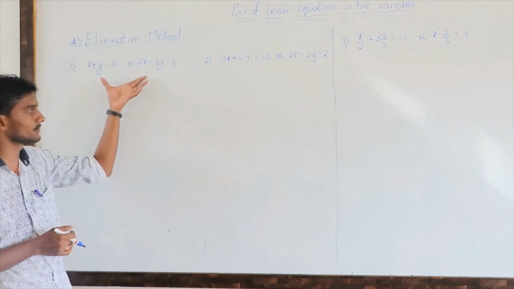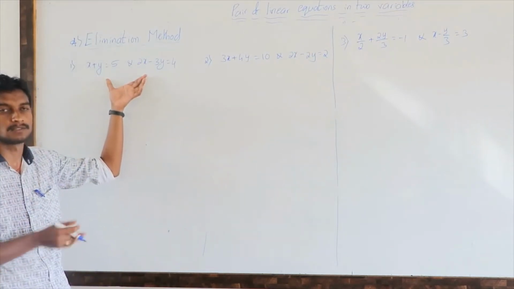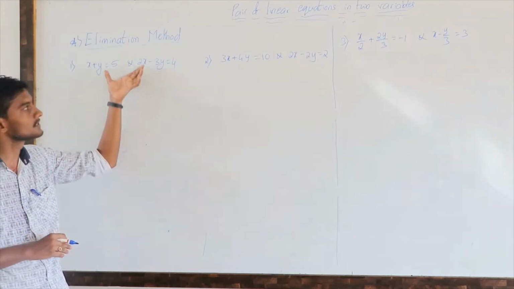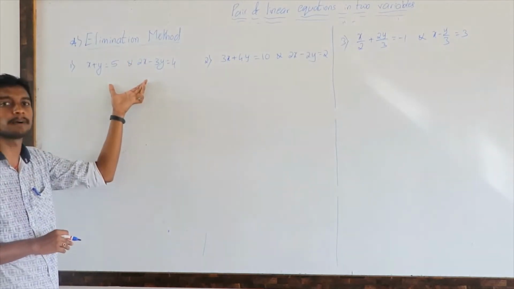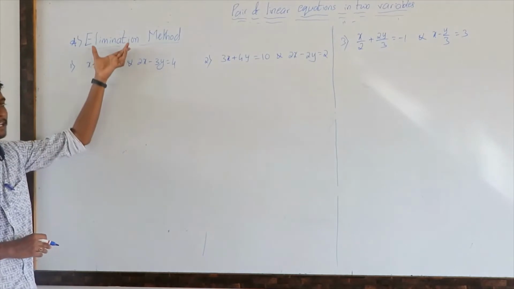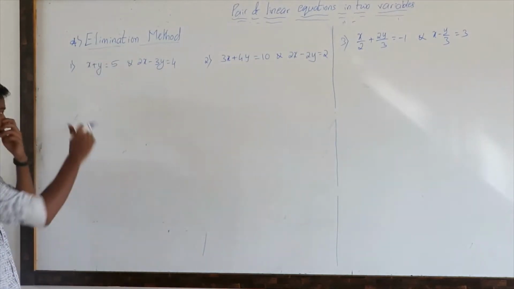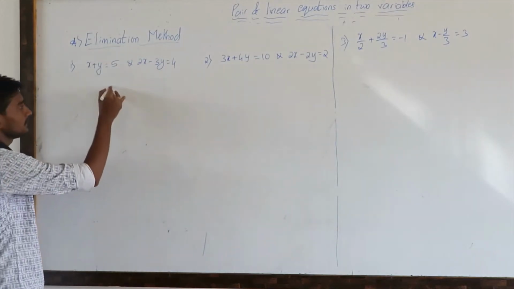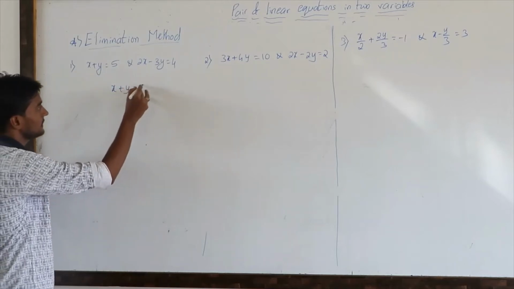They will just give you a question, and you can choose any method. We have already discussed the substitution method, so now I will show you how to find a solution by the elimination method. Observe it carefully. The equation is x plus y is equal to 5.